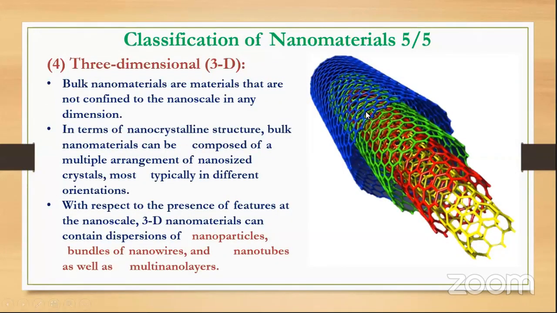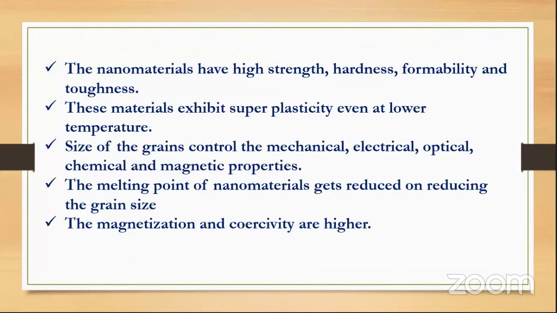See here, I have given one example. This is the multi-walled carbon nanotube. See here, a blue carbon nanotube is available, here green, here red, and yellow. These are combined together, so they are called multi-walled carbon nanotubes. These are the best examples for three-dimensional nanomaterials.